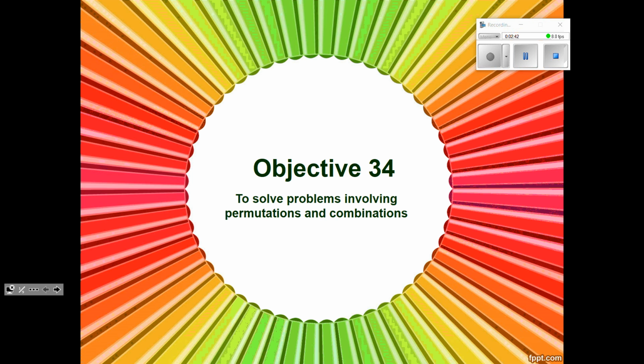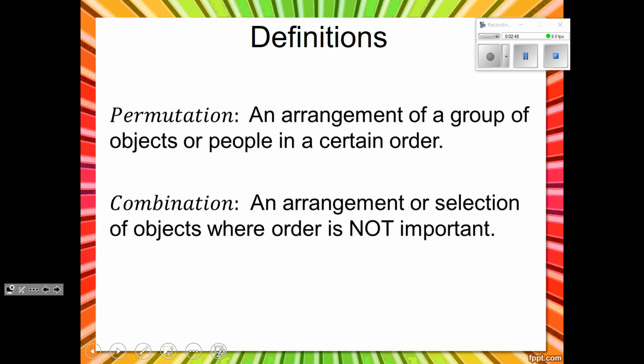Okay. All right, so let's talk about this and let's see. Okay, let me give you a couple definitions first. Okay, let's talk about the difference between a permutation and a combination. A permutation is an arrangement of a group of objects or people in a certain order. And a combination is an arrangement or selection of objects where the order is not important.